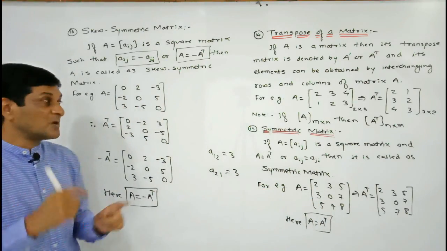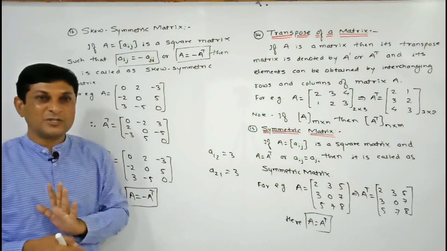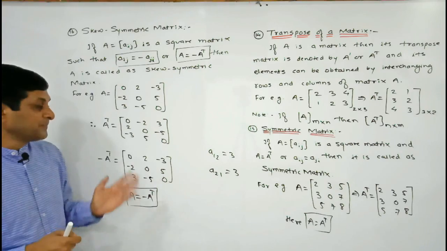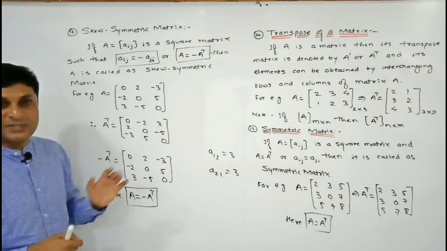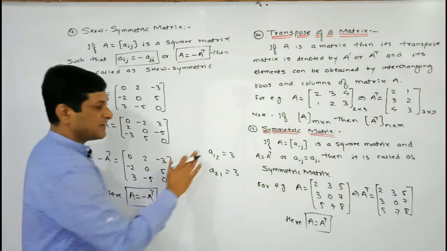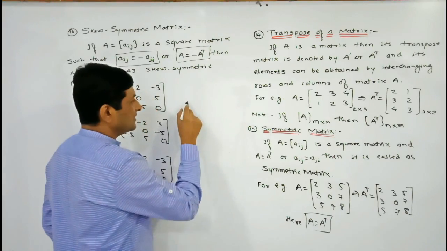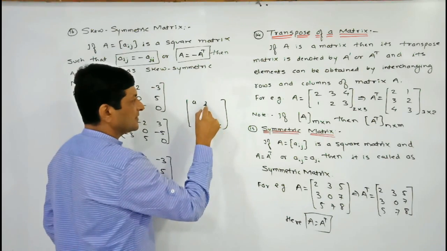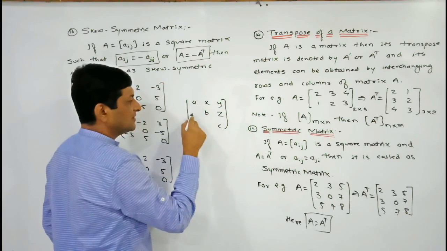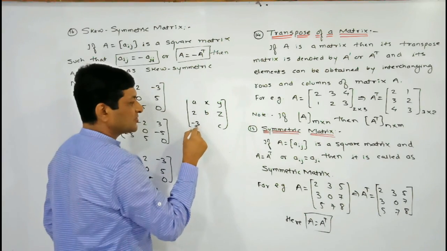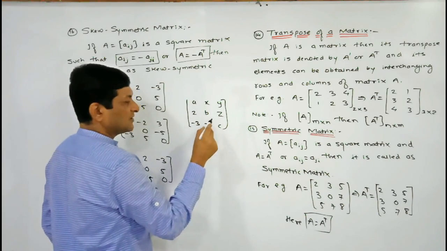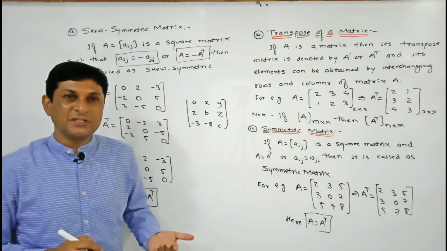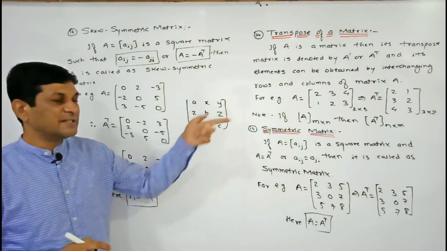But here, there is no condition on diagonal elements, isn't it? But here the condition is on the diagonal elements also, that the diagonal elements should be strictly 0. At that time only we can say that the matrix is a skew symmetric matrix. Now let us suppose that one matrix is there and its elements are A, B, C, X, Y, Z, 2, minus 3, minus 8. And if I say that this matrix is skew symmetric, using this condition you have to find the values of A, B, C and X, Y, Z.